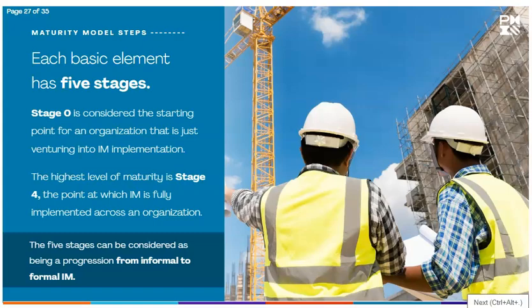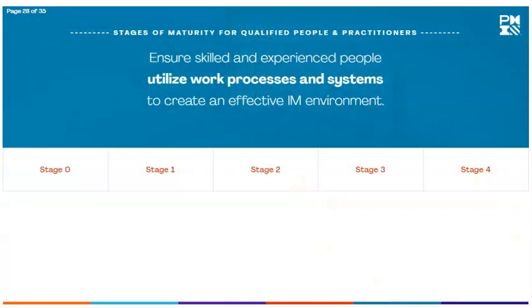The Qualified People and Practitioners diagram shows the various stages associated with IM implementation in organizations or projects in a way that ensures that skilled and experienced people utilize the work processes and systems to create an effective IM environment. Click each step for more information.